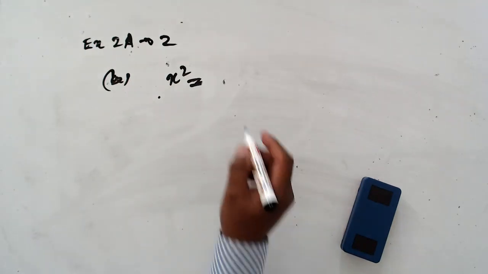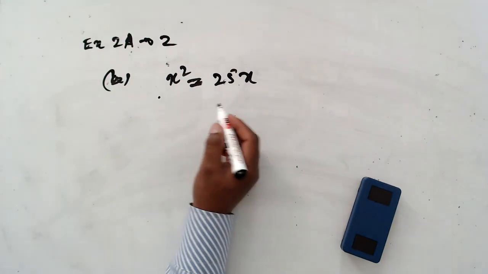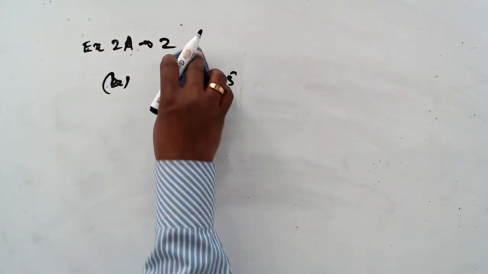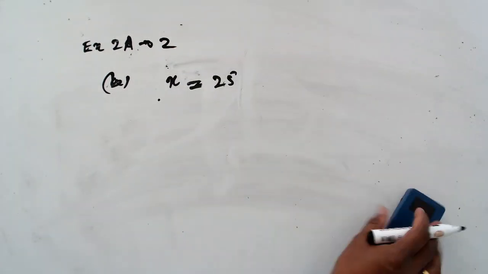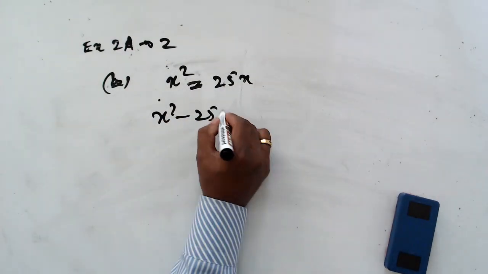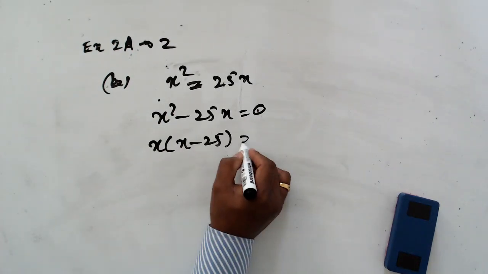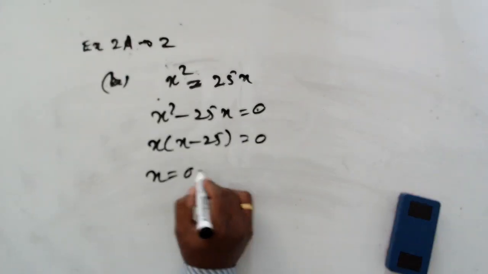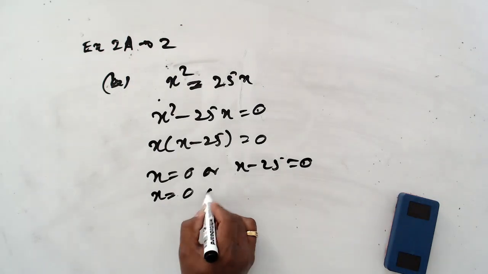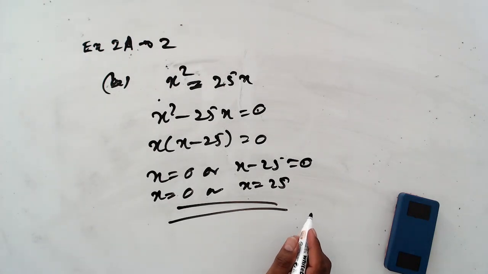Question: x square equal 25x. So this is the same as, don't break this one, don't cut like this. So x square minus 25x equals 0. When you take x out, x minus 25 equals 0. x equals 0 or x minus 25 equals 0. x equals 0 or x equals 25.